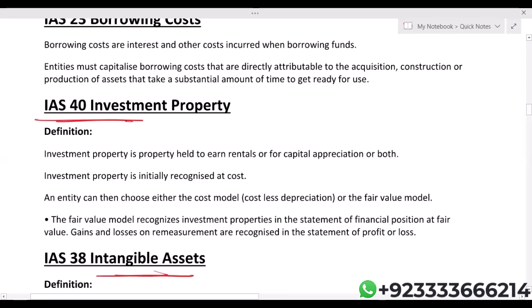IAS 40 investment property. Investment property is a property held to earn rentals or capital appreciation or both. Can anyone quickly reply? Because I did discuss many times. Can you quickly tell me, anyone, when IAS 16 is applicable on rent and when IAS 40 is applicable? Let's say I've given a property on rent and I'm asking when IAS 16 is applicable and when IAS 40 is applicable. Quickly reply, please.